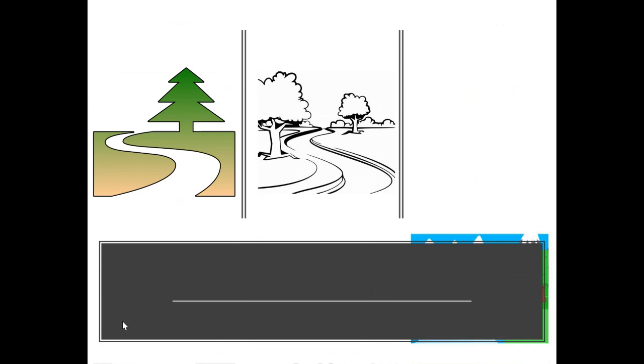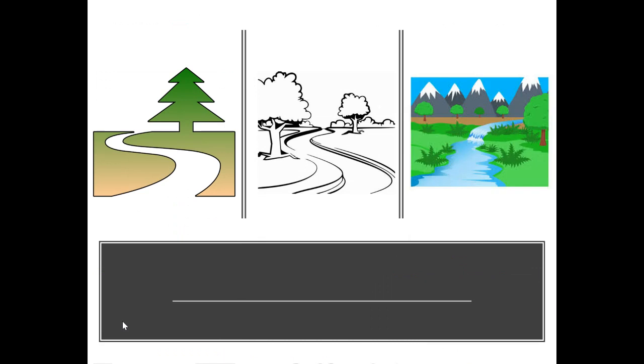Next group of pictures. What do you notice or see? I notice or I see.